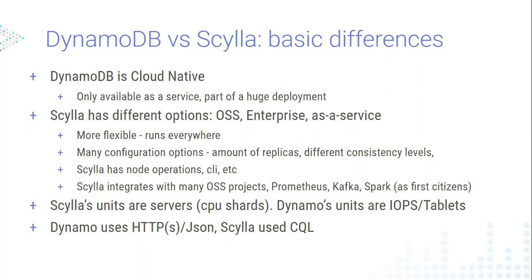The way you provision things in Scylla and DynamoDB is different. In Scylla, you usually talk about servers, but in Dynamo, you talk about number of I/O operations per second. And the API is different. Scylla uses CQL and Dynamo uses HTTP requests in JSON format. I'll give you an example in a few minutes.